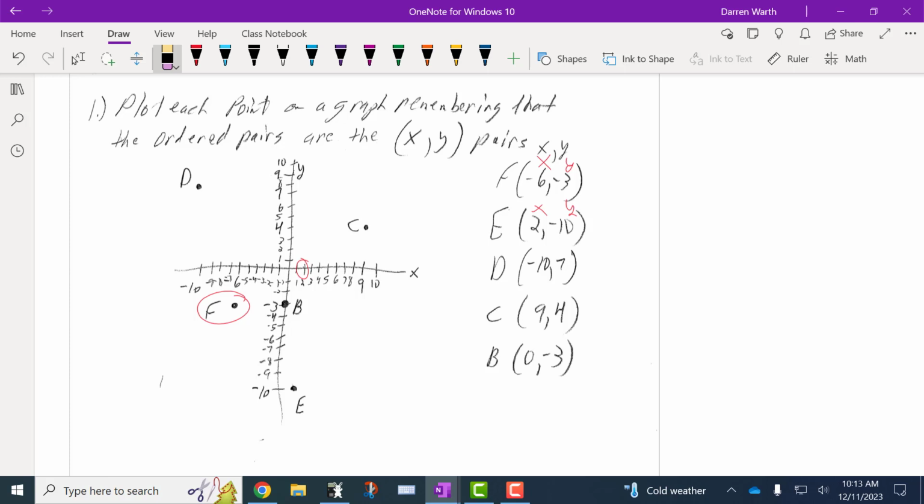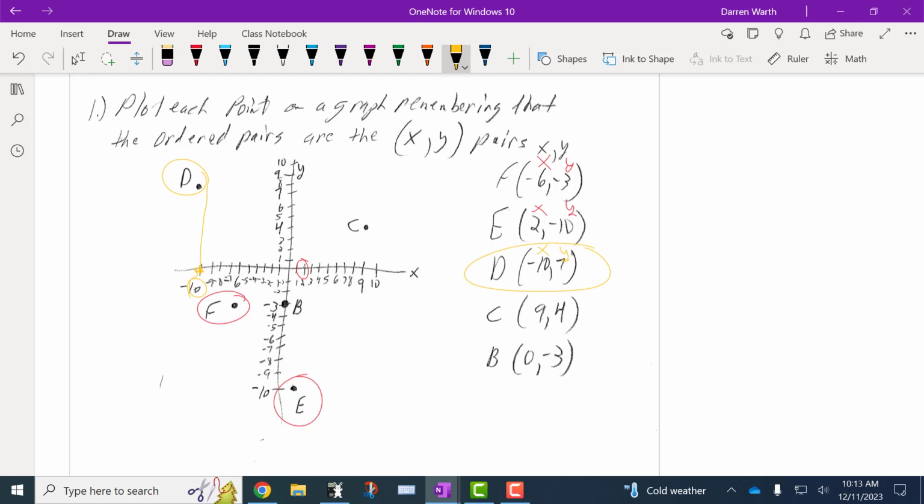And then the next point that we want to plot is the point D. So again, we've got an XY pair here, so X is going to be -10 and Y is 7, so that X value is -10. So you're going to go back here to -10, which would be right here, and then you're going to go up 7, and that point is going to be your D point.